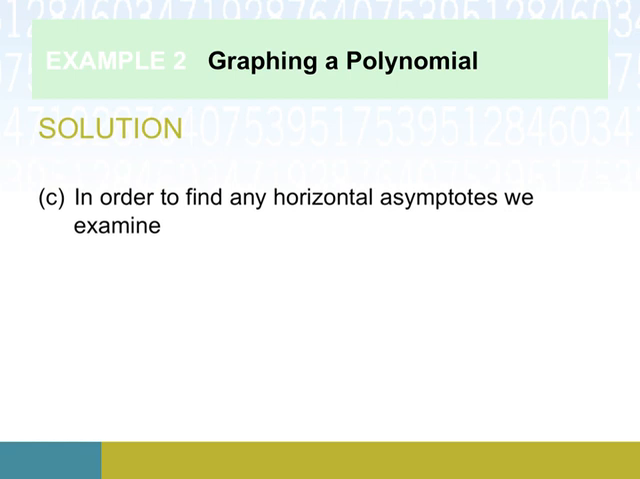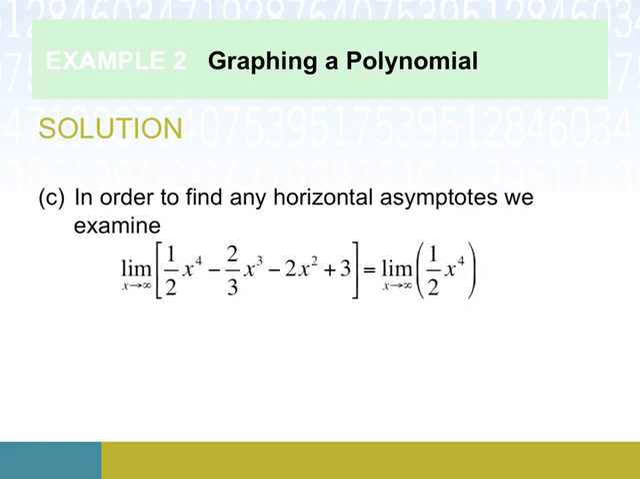Okay, part C was asymptotes. So if we start with horizontal, I'm in charge of looking at this limit as x goes to infinity. Well, okay, so if I want to know the behavior of all of this stuff, it seems kind of complicated because I've got x's positive here, but then subtracting some other x's, subtracting some other x's, adding 3.